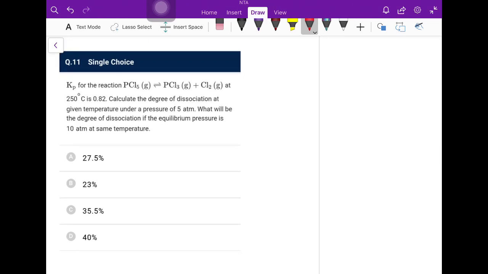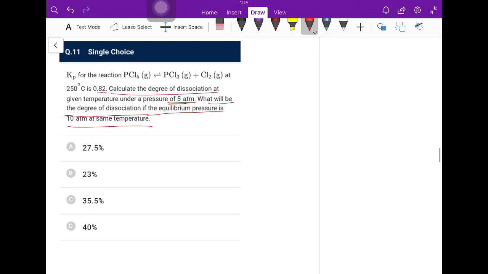Kp for the reaction at 250 degrees Celsius is 0.82. Calculate the degree of dissociation at the given temperature under a pressure of 5 atm. What will be the degree of dissociation if the equilibrium pressure is 10 atm at the same temperature? So there is some mistake in the options. They have asked two questions, but they have given the answer of only one. Just see how to solve this question, and then we'll decide what to do.